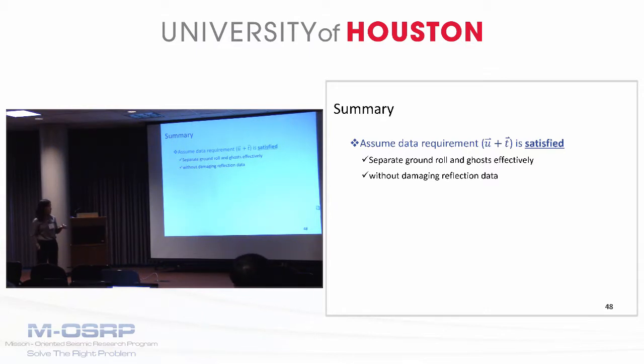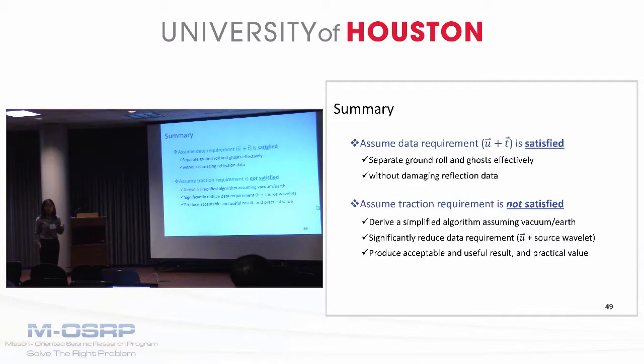And further, considering the traction requirement is not easily satisfied everywhere today, we make the approximation that the air over Earth is actually vacuum over Earth. With that approximation, we derive a simplified algorithm. It reduces the requirement of traction to a simple source wavelet, but still provides usefulness and effectiveness.